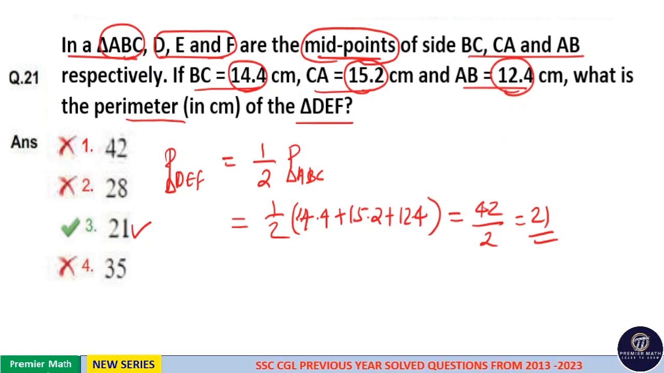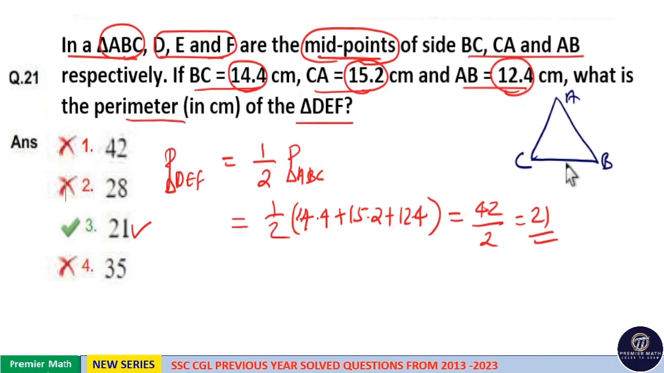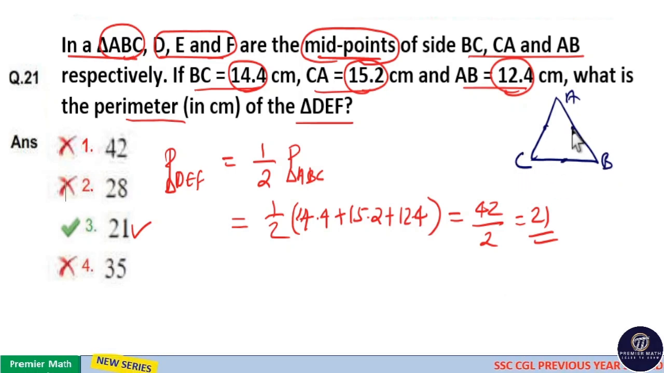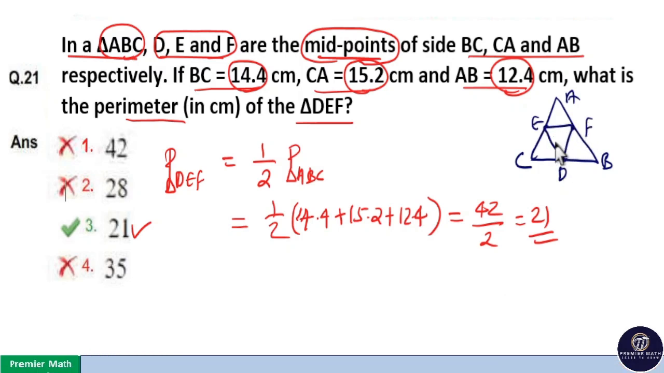That is, here this is the triangle ABC and the midpoints of this triangle, that is D, E, F, create a triangle DEF. Then the smaller triangle's perimeter is half of the perimeter of the bigger triangle.